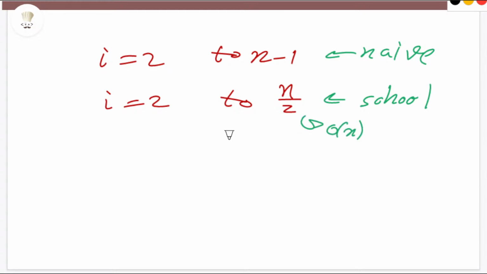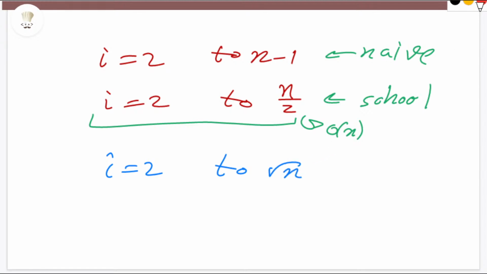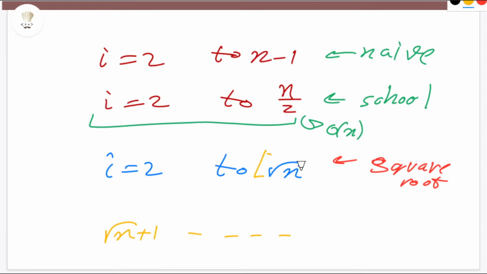One other thing that you can do is take this concept to another level and check from i equal to 2 to root n. This is what I call the square root method. In here, you only have to check the numbers from i equal to 2 to floor of square root n, and you do not have to check from root n plus 1 up until n minus 1. We do not have to check these numbers to see if there is a factor of n here or not.